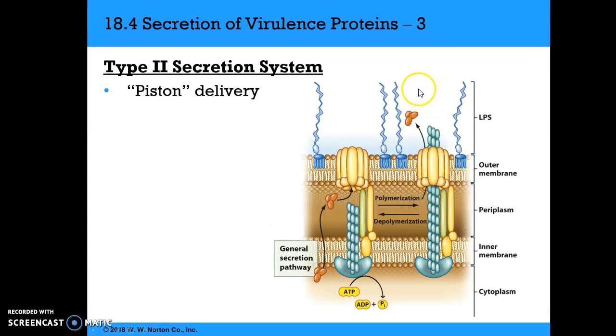So let's look at type 2 in this graphic. This is called a piston delivery system. This shows you the outer wall and the general secretion pathway, which actually comes through special pores from the periplasm to the outer membrane and to the lipopolysaccharide.